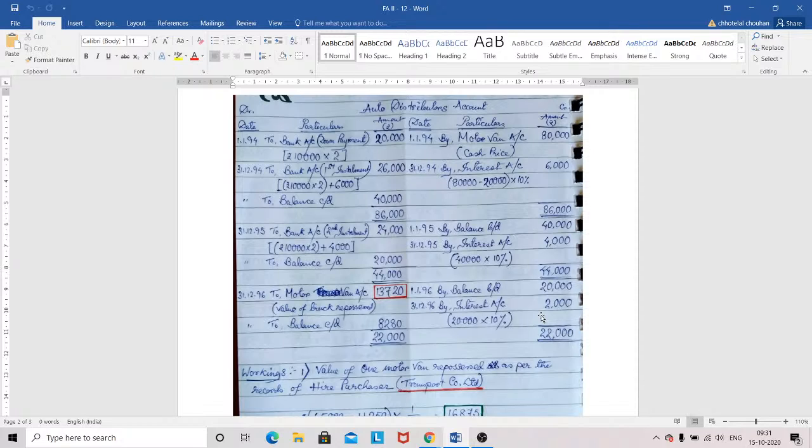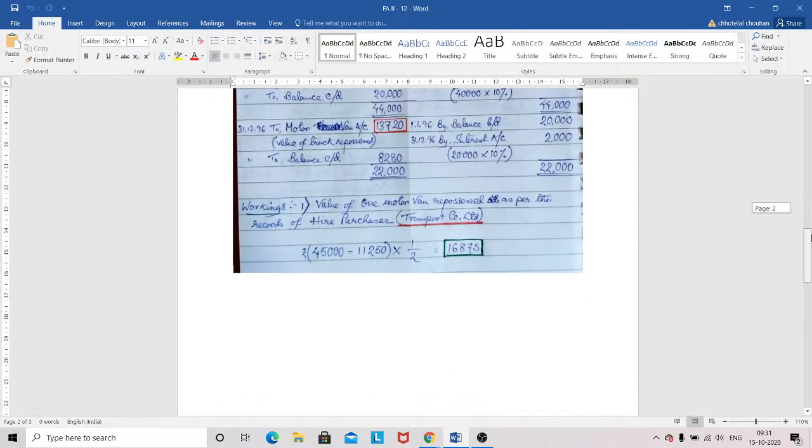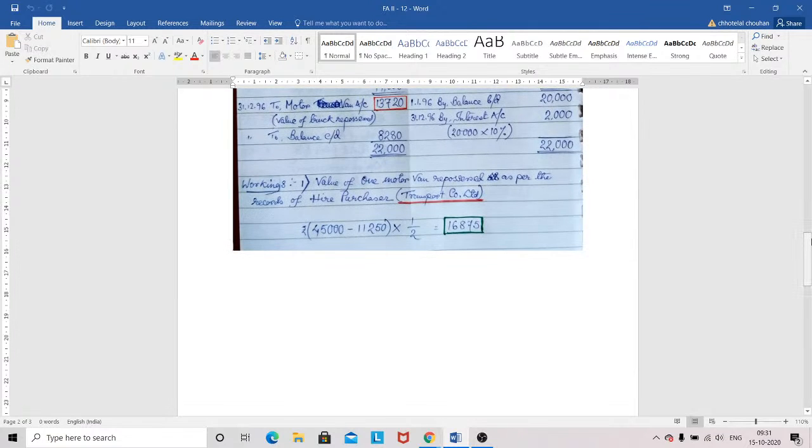Okay, so now we come to the workings part. The workings here are very much important, otherwise you can't understand your loss on repossession. It will be very easy in case of complete repossession. Complete repossession did not have so much trouble. Easily it gets done, but in partial repossession you have to calculate it in the workings, then you can put it.